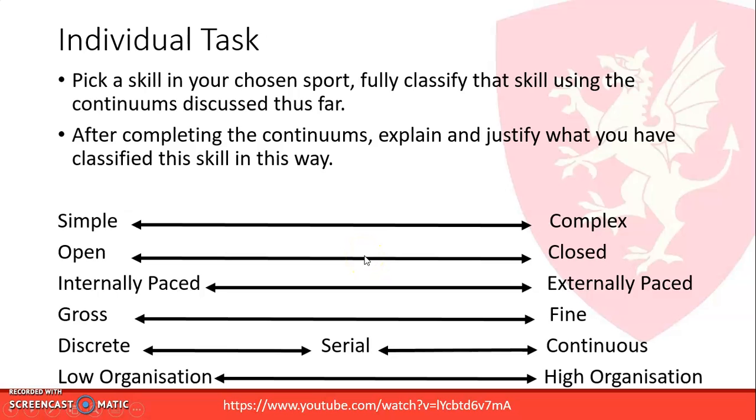And what I mean by fully classifying is that you put it on each of the continuums where you think it lies: is it down the one extreme, is it down the other, or does it sit in the middle, more towards one or more towards the other? So you need to decide that. But you need to explain and justify it, and the way you do that is in relation to perhaps some literature. I'll show you where you can access that in a second, but you need to fully classify a skill, and the important part is the explanation and justification.